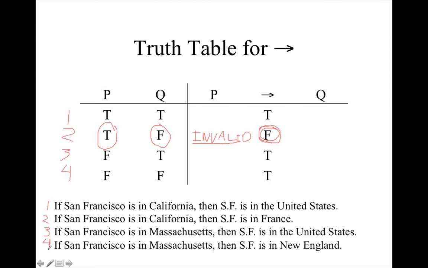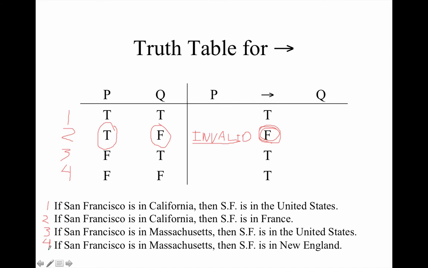Now, notice that for sentences 1, 2, 3, and 4, as well as for P and Q in our truth table, we are looking at the atomic or simple sentences respectively. San Francisco is in California. San Francisco is in the United States. San Francisco is in California. San Francisco is in France. San Francisco is in Massachusetts. San Francisco is in the United States. And San Francisco is in Massachusetts. San Francisco is in New England. Notice that when you take out the if-then, that special sort of implication relationship that we assign to that language disappears. And that's partly why thinking about the concept of validity is really helpful.